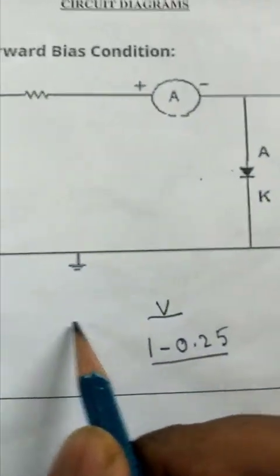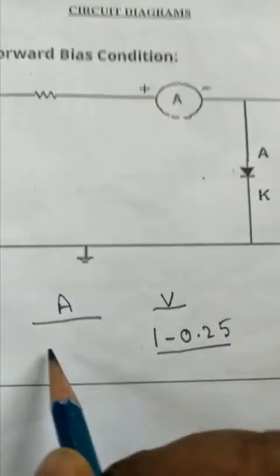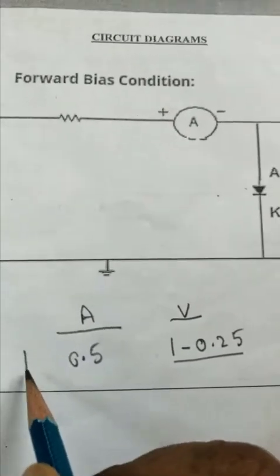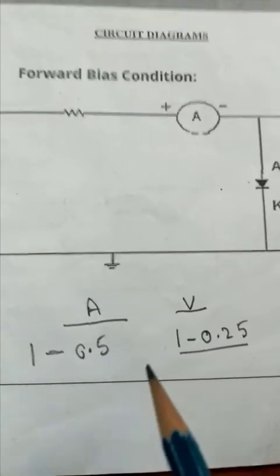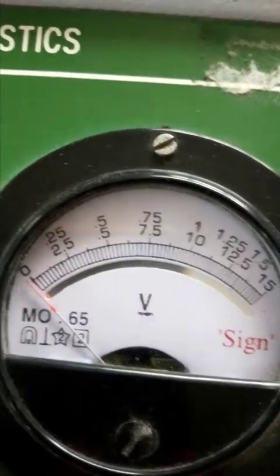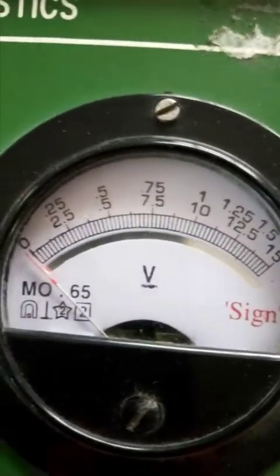Now I have to write this here in forward bias. For the ammeter, 5 divided by 10 gives 0.5, sorry, 0.5 is the one line value for the ammeter. Similarly, for forward bias with 1.5 volts, 0.25 is the one line value for the voltmeter. So I'll start the experiment.